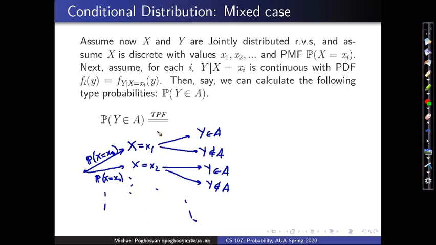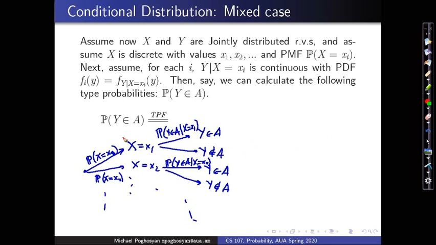What is this? This is the probability that Y is in A given that X is X1. So this is the probability that Y is not in A given that X is X1. This is not necessary for us. So this is the probability that Y is in A given that X is X2. This is the probability that Y is not in A given that X is equal to X2. This is 1 minus this number, etc.